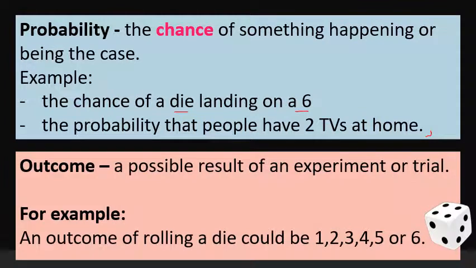A really important word you'll hear me use this week is outcome. That's a possible result of an experiment or a trial. So we'll do a few chance experiments. You'll see me talk about particular experiments involving chance. An outcome is a particular result or an event. So for example, the outcome of rolling a die could be a 1, 2, 3, 4, 5, or 6. They're all outcomes of that particular chance experiment.